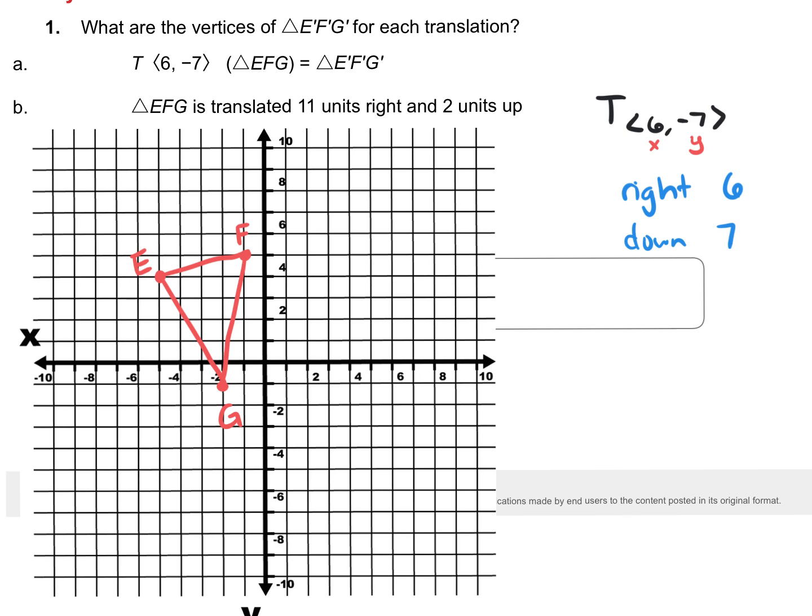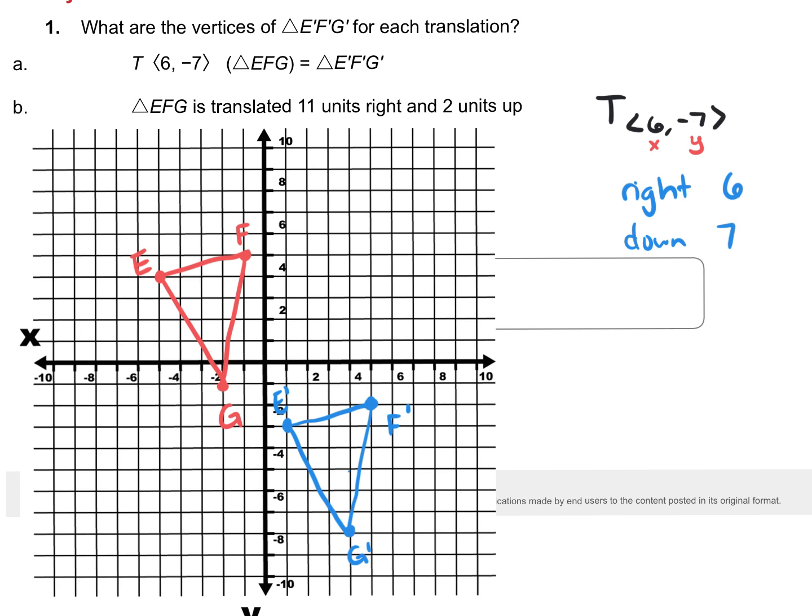Go for it. And again, what do we label our new points? What do I label my new points? F primes. Yep, prime. This is the first example. Okay, and again, is a translation a rigid motion? Yes or no? Yeah. Why? Doesn't change the size. All we're doing is we're moving it.